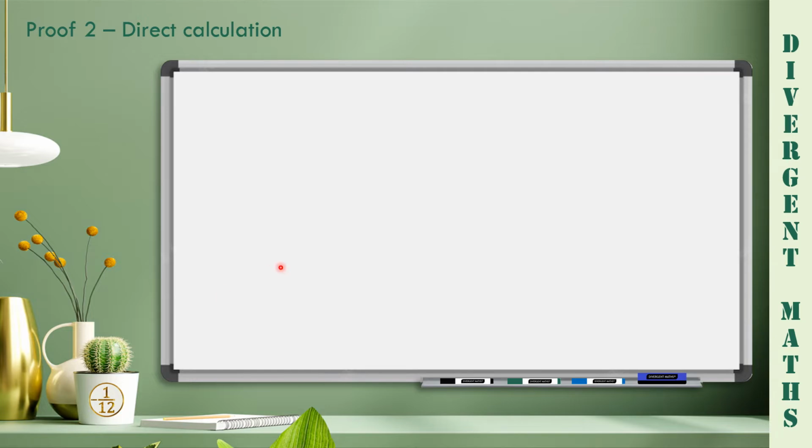Proof number 2, direct calculation. Let's write down this series, monotonic divergent series of powers of 2, 1 plus 2 plus 4 plus 8, etc., equal S, S being the sum of the series that we try to determine. Let's write down the same series again, but shifted by 1 to the right. Right shift, single right shift. And we write it equal to S.